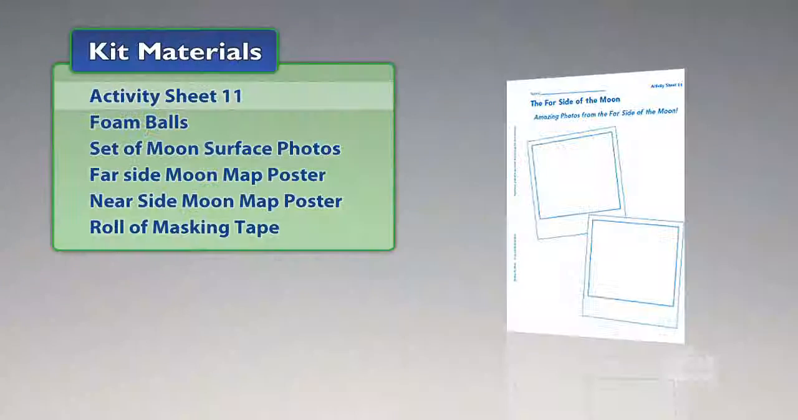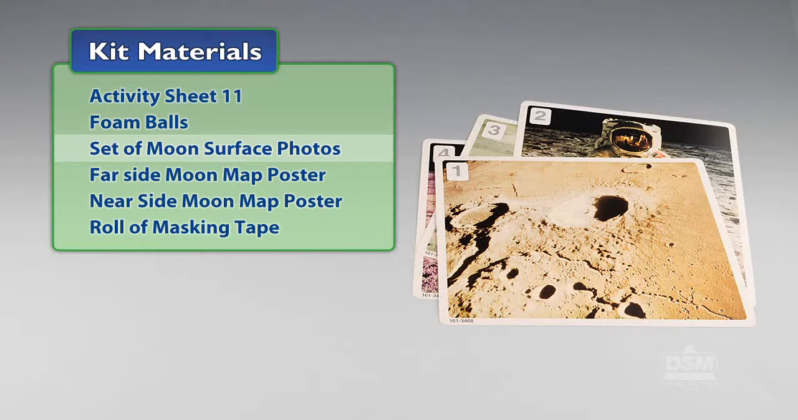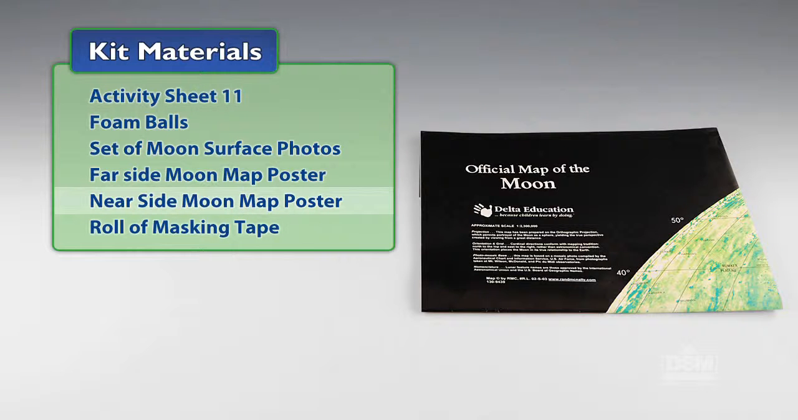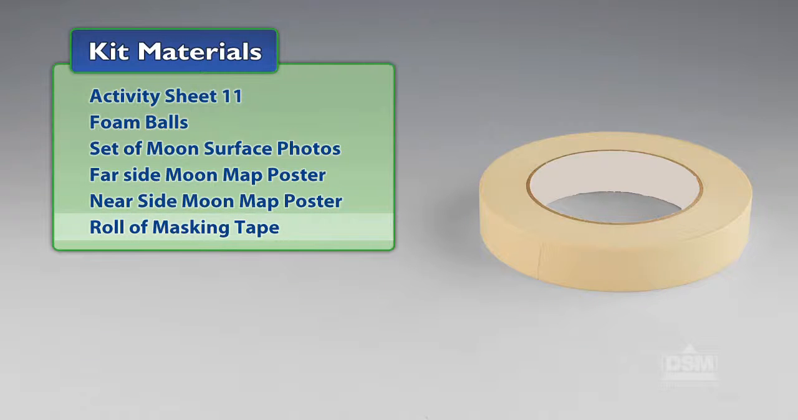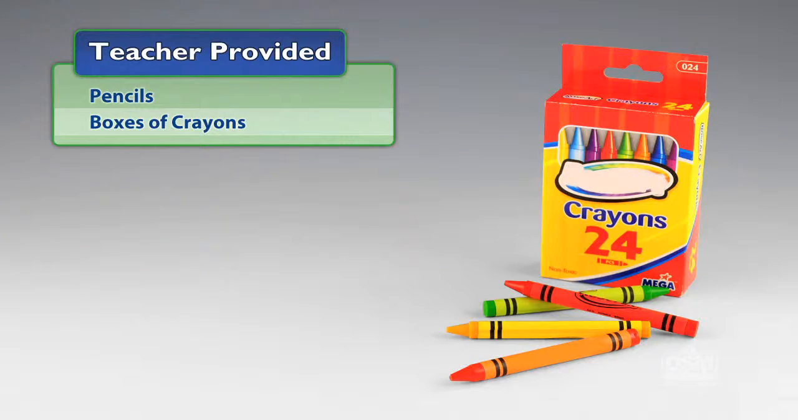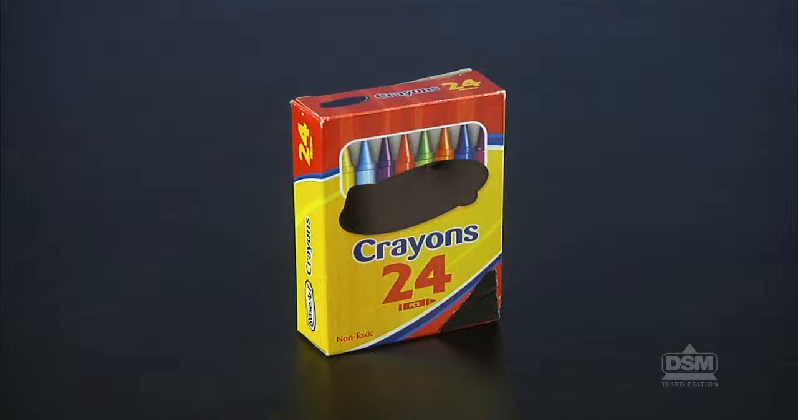You will need the following materials from the kit: Activity Sheet 11, foam balls, set of moon surface photos, far side moon map poster, near side moon map poster, and a roll of masking tape. You will also need to provide pencils and boxes of crayons. To prepare for this activity, make a copy of Activity Sheet 11 for each student. Each student will need a foam ball stuck to the end of a pencil and a small piece of masking tape. Each team of 2 will need a box of crayons.